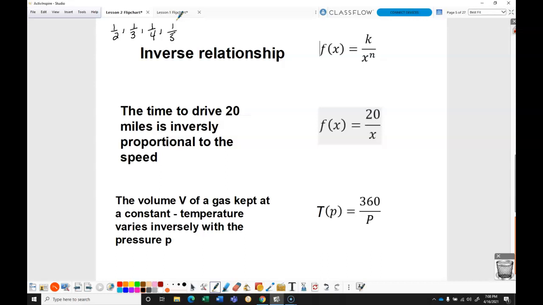Another example of this, and this might be something you talked about in chemistry, is that the volume of a gas kept at a specific temperature varies inversely with the pressure. So basically, if I increase the volume, I would be decreasing the pressure. If I increase the pressure, I would be decreasing the volume. So that's all we talk about when we're talking about inverse relationships: as one rises, the other one falls.